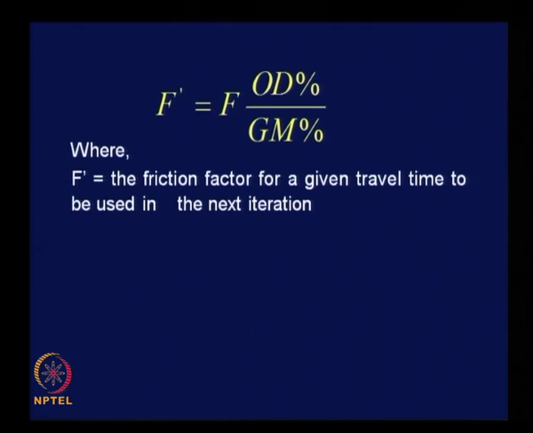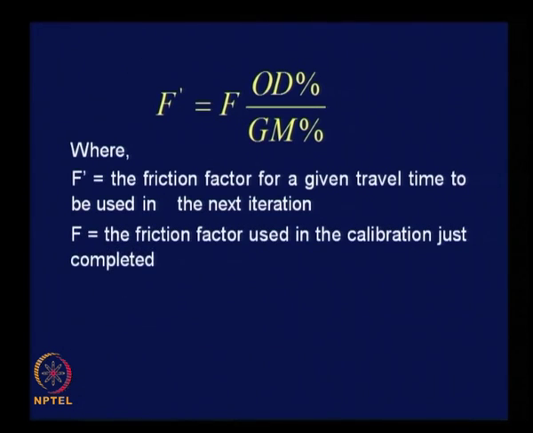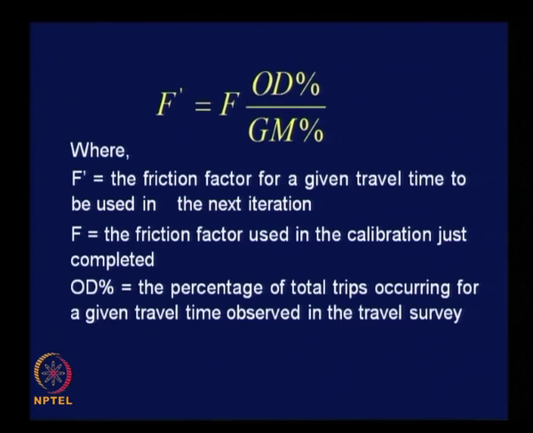We finished one iteration, made the plot pertaining to the gravity model as well as the observed data, found that the curves are not matching satisfactorily. We are now proceeding with the second iteration, okay, with this correction procedure. F is the friction factor used in the calibration just completed. OD% is the percentage of total trips occurring for a given travel time observed in the travel survey. This is the observed trip length frequency expressed in the form of percentage of the total.